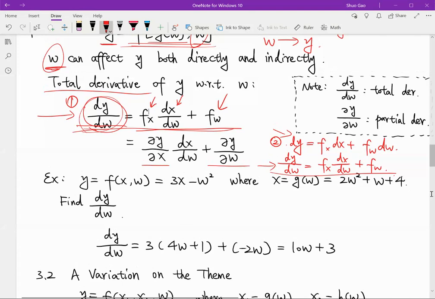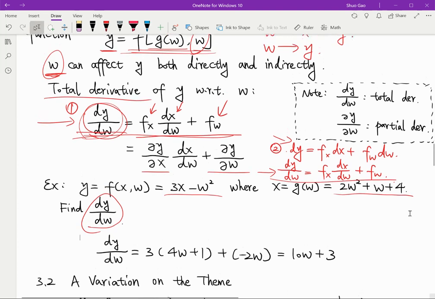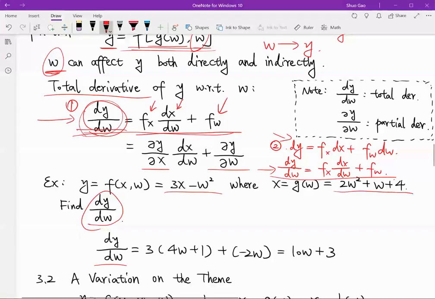So let's look at an example here. So y is a function f of x and w, which is 3x minus w squared. But x is also a function of w, right? So all of them are related to each other. So x equals 2w squared plus w plus 4. And our job is to find the total derivative of y with respect to w, right?